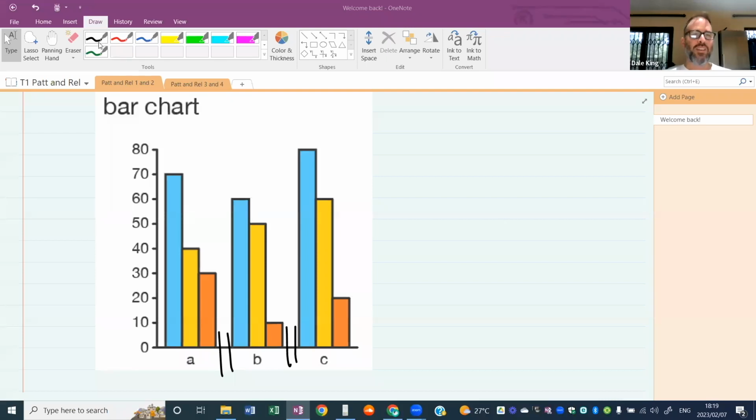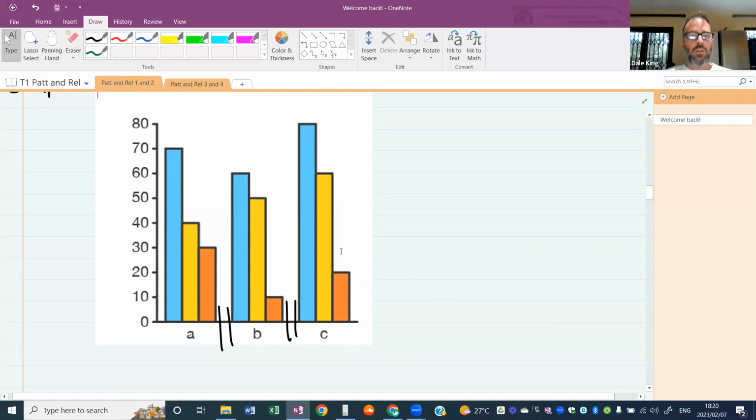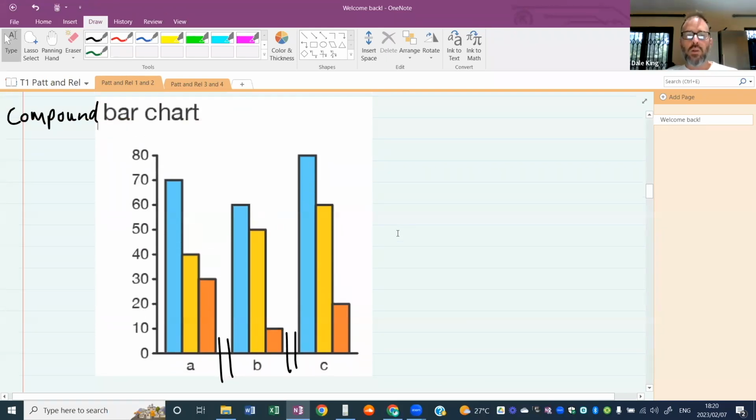Compound bar graph. Okay, the word compound means lots of, many of. A compound bar graph. Some people, if there were only 2 bars, like a blue and a yellow bar in each category, like category A, category B, category C, you could call it a double bar graph. But if there are more than 2 bars, especially if it's 3 or more, you could say a compound bar graph. The word compound means many bars. Very good, Sonia. Well done.